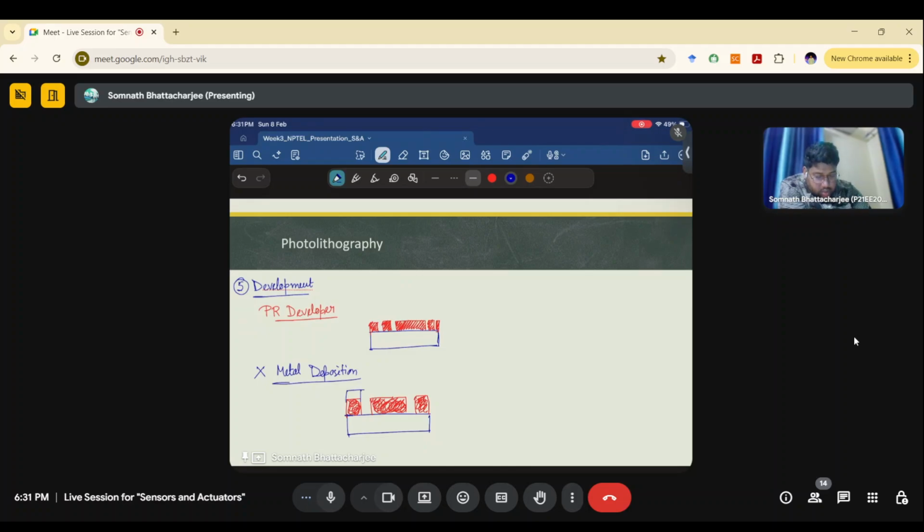So you have deposited metal here, here, here, and here as well. Now, before this, there is a step called hard baking or post baking.